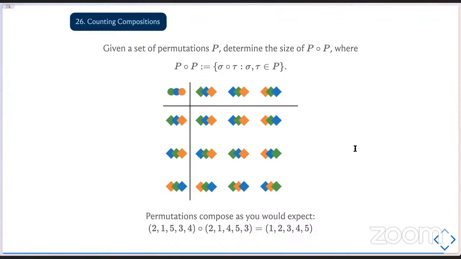Yeah, hi, can you hear me? Yeah, we can, yes. Yeah, so I was just saying that you can look at it as cycles. So suppose 1 goes to 2 and 2 goes to 3, then in the composition 1 will go to 3.